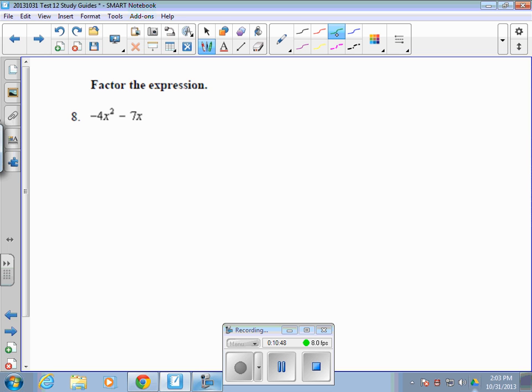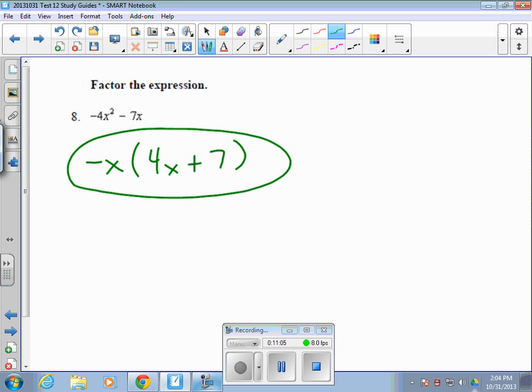Factor this expression. They both have a negative in common, and they both have an x. Negative 1 times what gives you negative 4? Times 4. Negative x times what gives you x squared? Times x. Times a positive 7, and there's no more x because you already have it. So negative x times 4x plus 7.